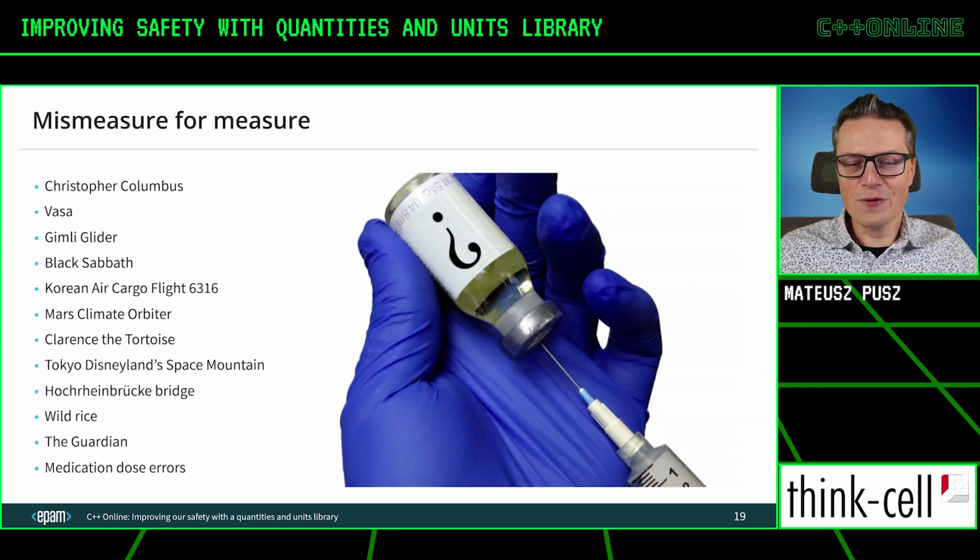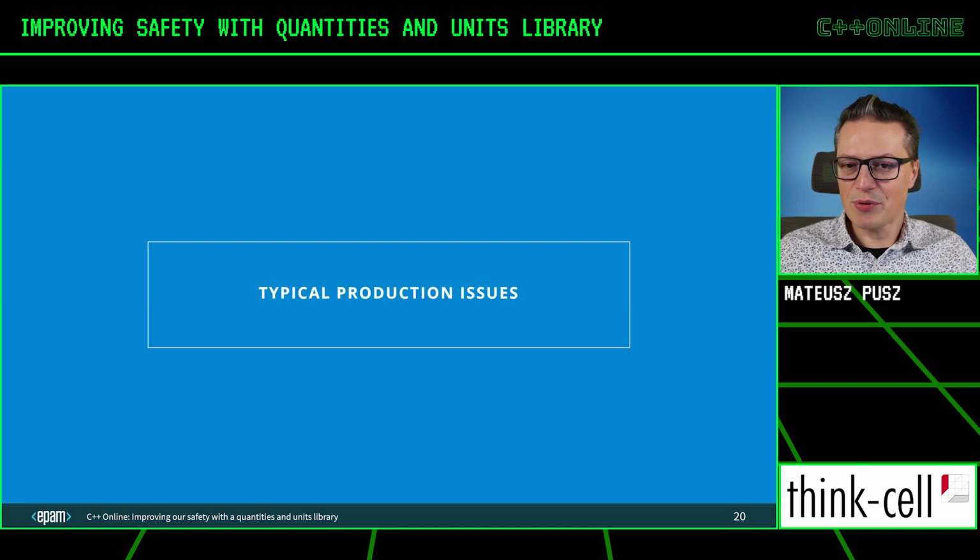So as you can see, none of that was, maybe besides Mars Climate Orbiter, but nearly none of them were connected with programming, right? With the C++ language specifically. It's just that this domain is hard to communicate between different people. Different people tend to understand different things differently, or the same things differently, in this case, and then we end up with accidents that sometimes are funny, sometimes are fatal, depending on the case. So let's look at what happens when you add C++ into the equation. So let's see typical production issues.